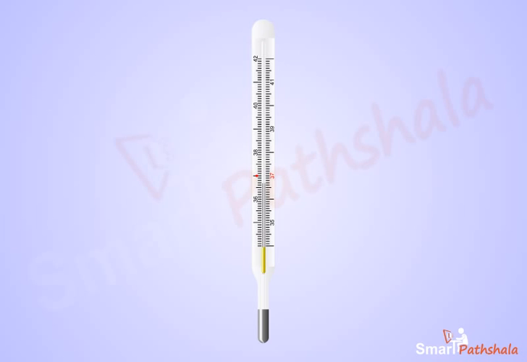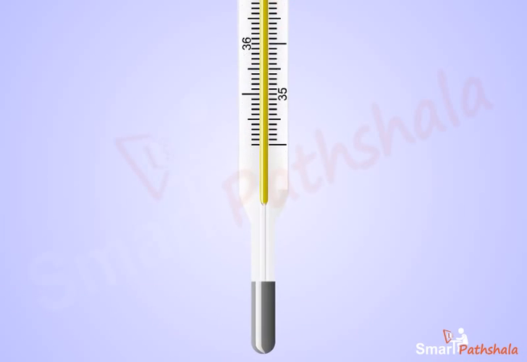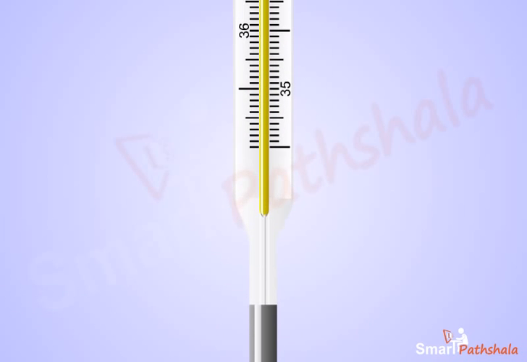A Celsius scale is also present on the thermometer. Celsius scale is used to measure the temperature in Celsius degrees. A clinical thermometer reads temperature from 35 degrees Celsius to 42 degrees Celsius. Let us learn how to read a thermometer.